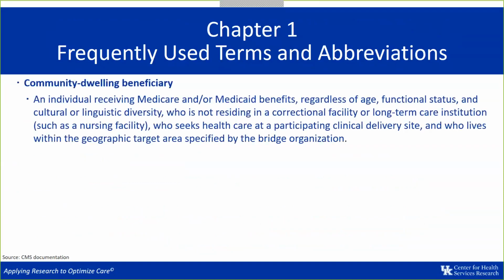A community dwelling beneficiary is an individual receiving Medicare and/or Medicaid benefits, regardless of age, functional status, and cultural or linguistic diversity, who is not residing in a correctional facility or long-term institution, such as a nursing facility, who seeks health care at a participating clinical delivery site, and who lives within the geographic target area specified by the bridge organization.